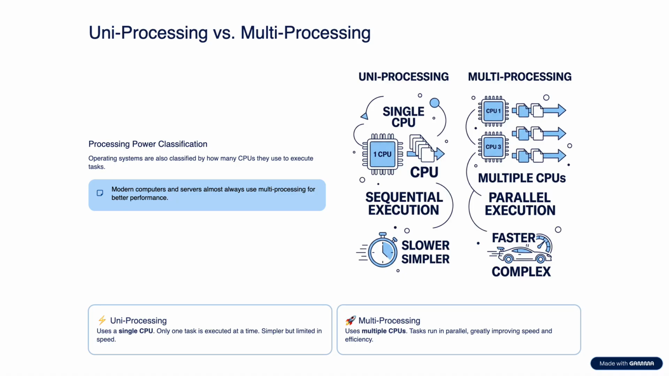Uniprocessing versus multiprocessing: processing power classification. Operating systems are also classified by how much CPU they use. Modern computers and servers almost always use multiprocessing to run faster. Uniprocessing uses one CPU and can only do one thing at a time. It is easier to set up at first but not as fast. Multiprocessing uses several CPUs and can run tasks at the same time, which makes it faster and more efficient.